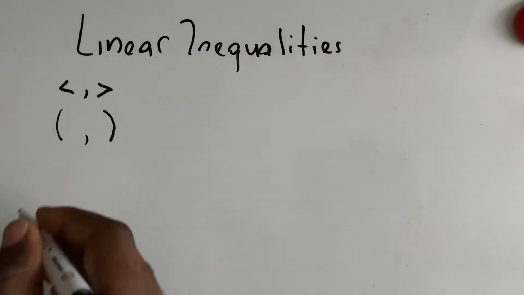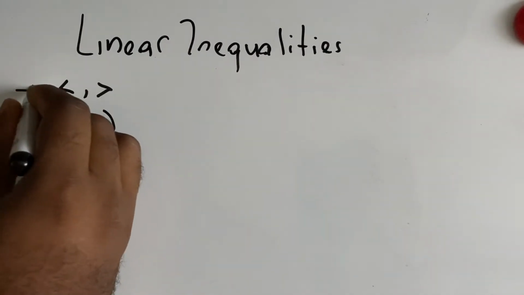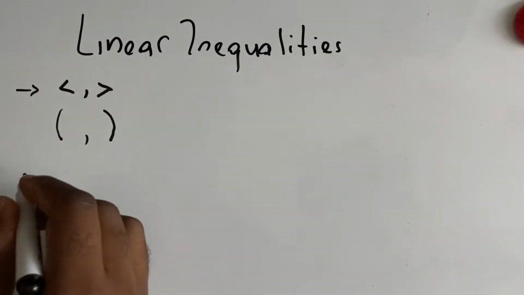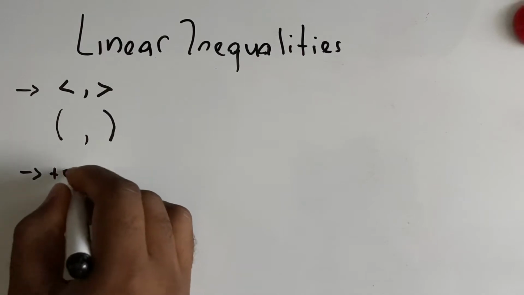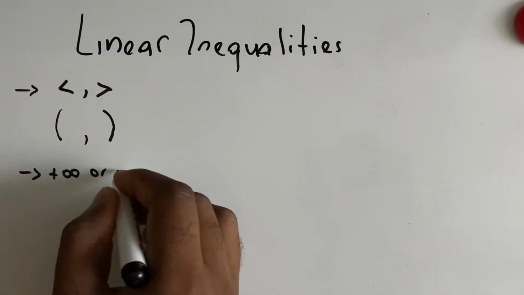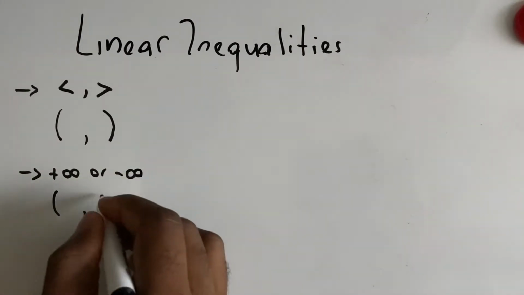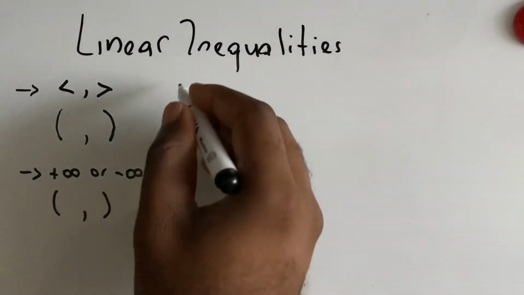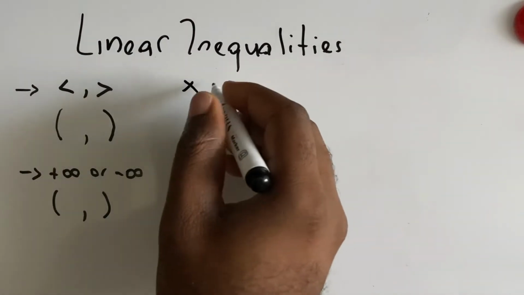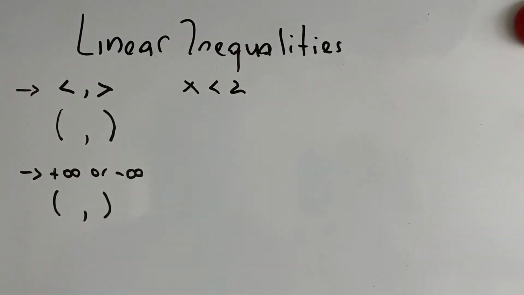And also on infinity, so this is for these signs here, less than or greater than. Also on infinity, positive infinity or negative infinity, you have to use parentheses, okay? And what it means is that, again, you cannot accept infinity. For example, for the first one here, if you have x is, let's say, less than 2. Now, x is less than 2.